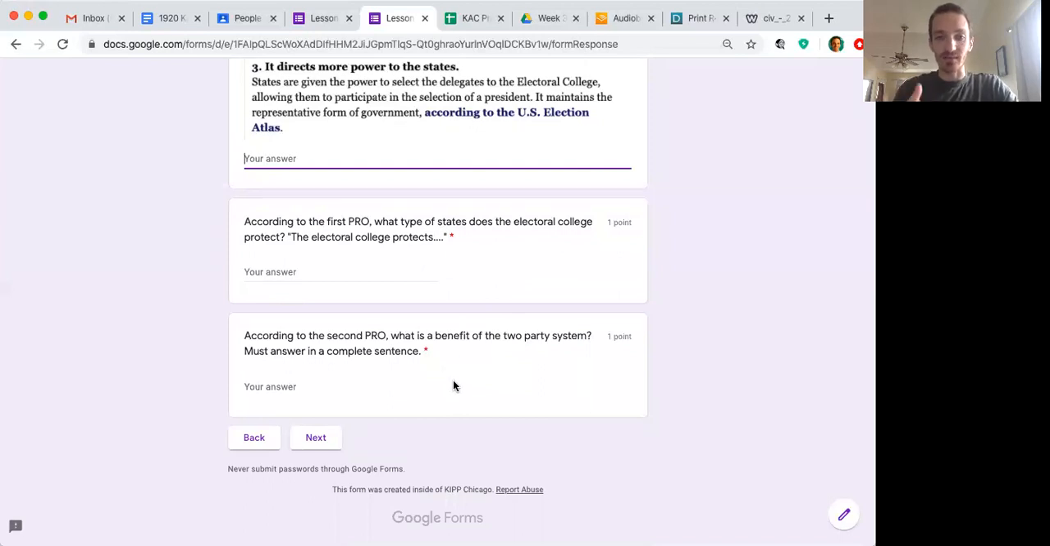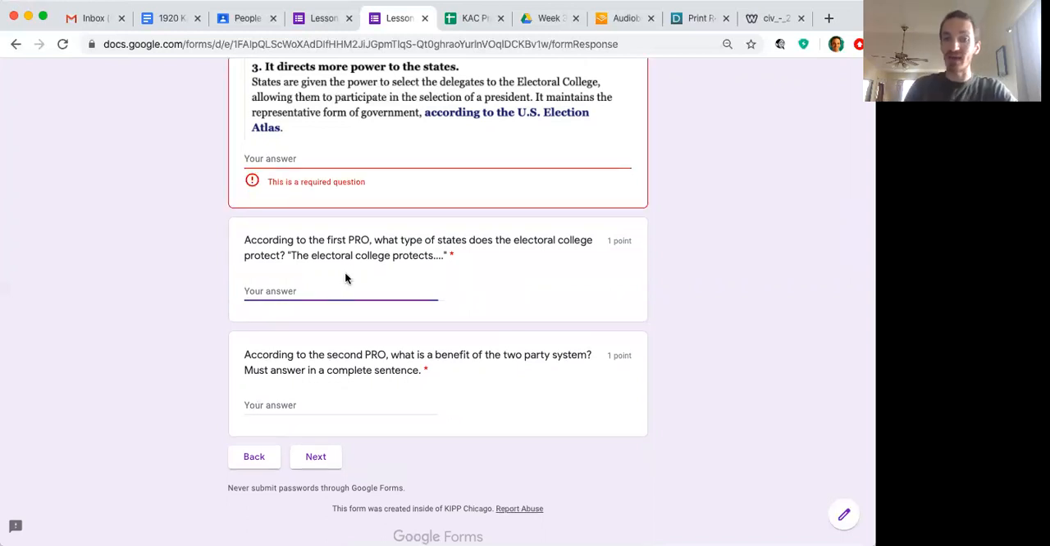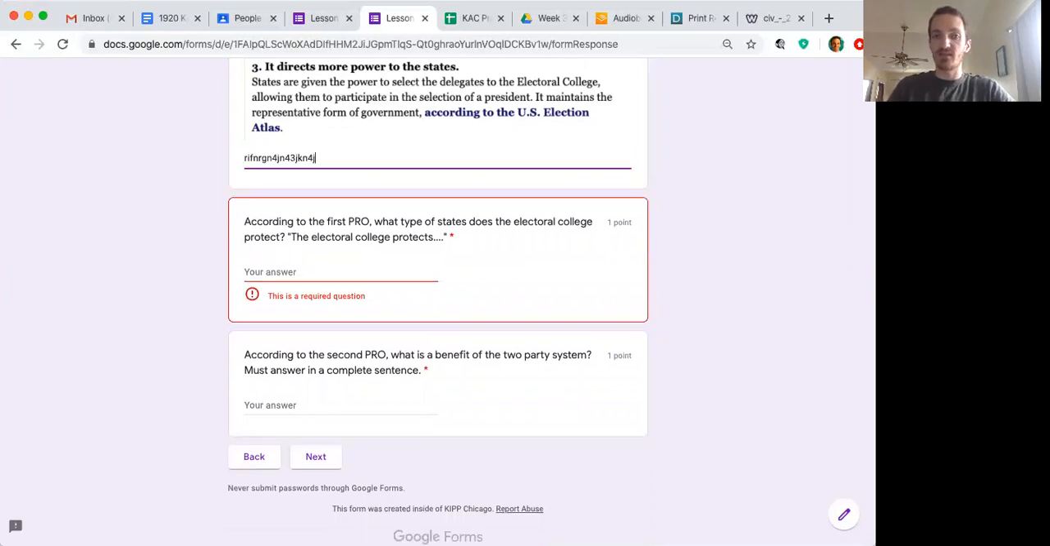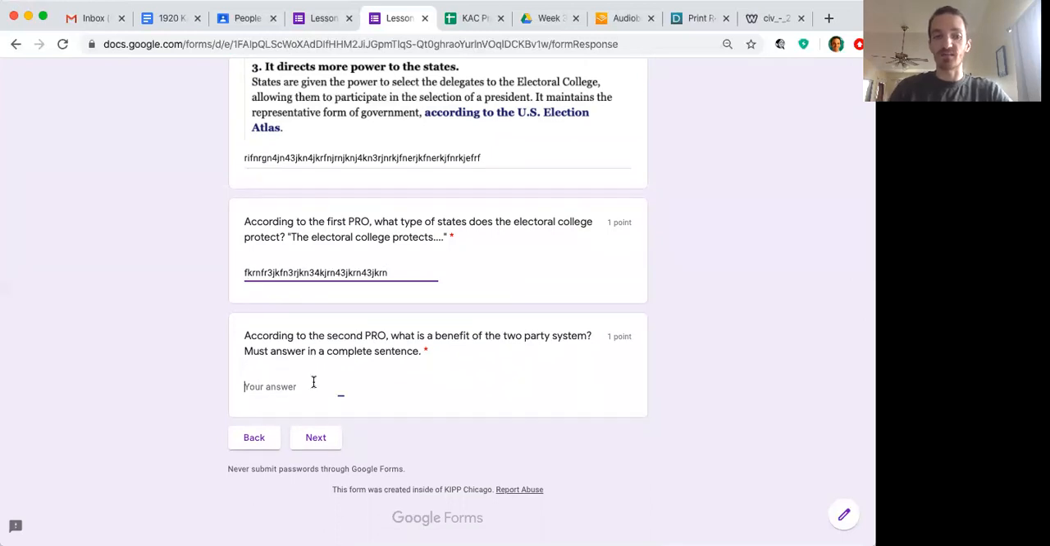Second question. According to the second pro, what is a benefit of the two-party system? According to the second pro, what is a benefit of the two-party system? So I'm going to go ahead and write words here. You should not do this, but it says I need to type things in order to move on to the next page. What is a second benefit of the two-party system?